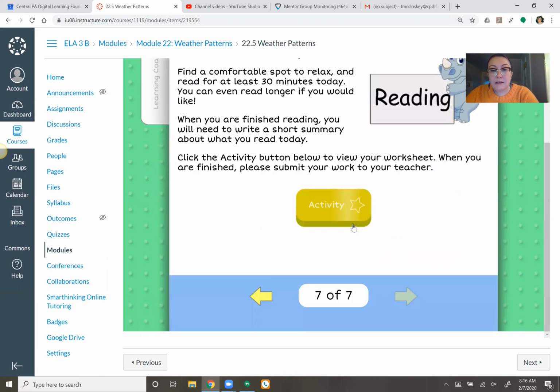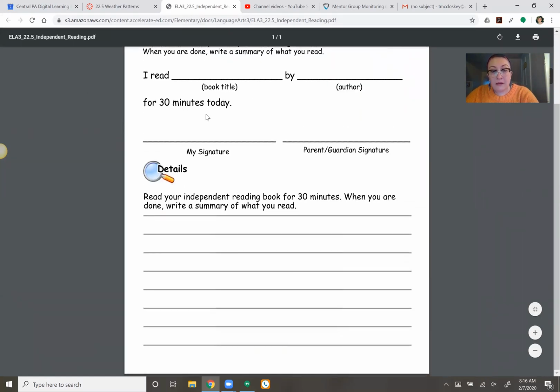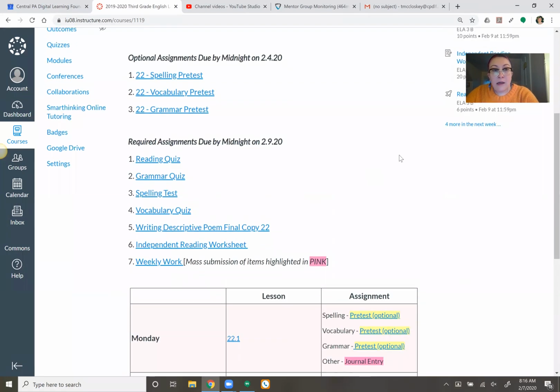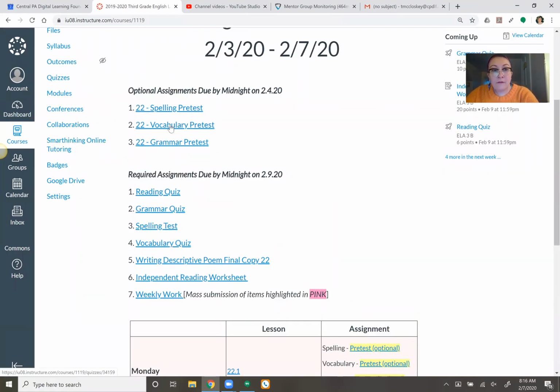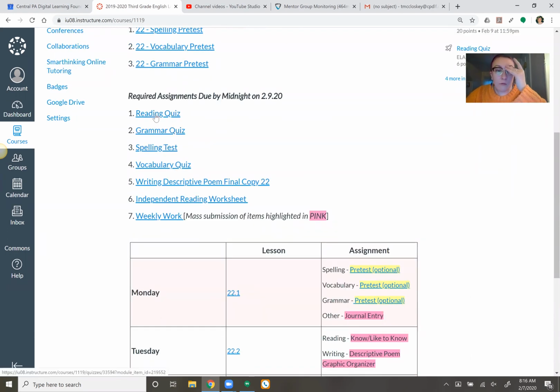So independent reading, it's the same activity every week. You're going to read for 30 minutes at least and then write a little summary. So just to review the week, you had optional assignments, a spelling, vocabulary, and grammar pretest, and your required assignments are your reading quiz from yesterday, your grammar quiz from yesterday, your spelling test from today, your vocab quiz from today, your descriptive poem final copy and recording from today, your independent reading worksheet from today, and your weekly work.